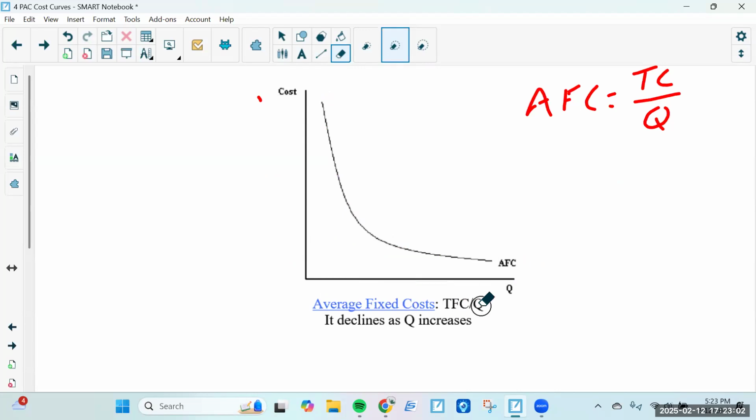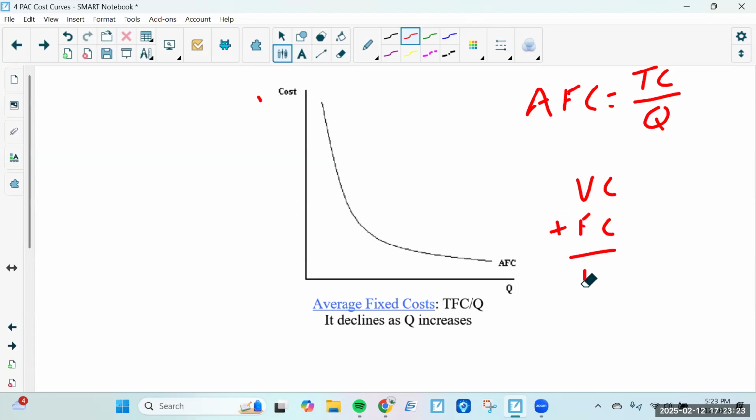What if they don't give you total fixed cost? What if they give you variable cost and total cost? Then you would have to calculate your fixed cost. If they give you total cost and fixed cost, you would have to know that these two added together is your total cost. Now we can get average fixed cost.